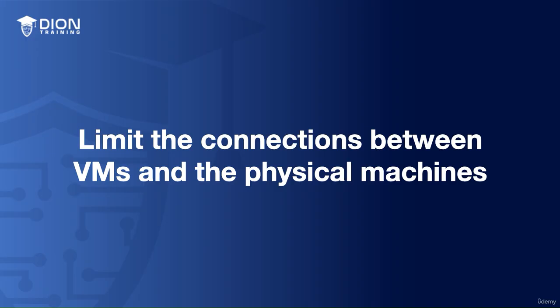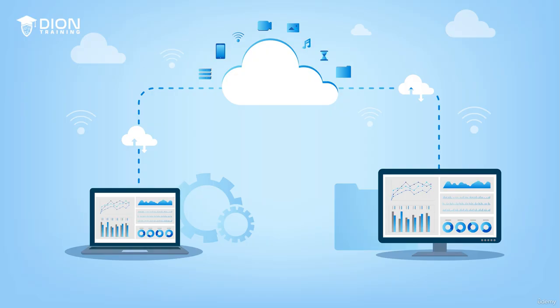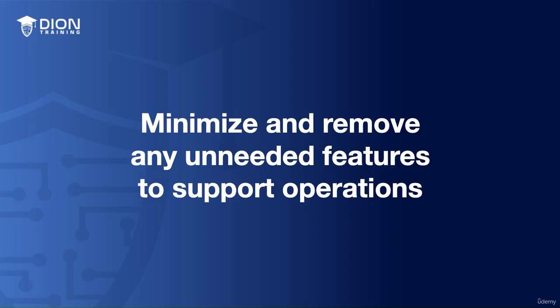In managing virtual machines or VMs, it's crucial to limit the connections between VMs and the physical machines, which can be represented by a virtualized network card or network shares. If a VM gets infected with malware, it should remain isolated from other VMs hosted by the same hypervisor, provided the isolation configurations are correctly implemented. Connections between a VM and a shared resource, such as a network file server, can potentially allow data to be passed between different VMs, breaking down the isolation. Therefore, it is advised to minimize and remove any unneeded features to support operations, reducing the attack surface and potential vulnerabilities.